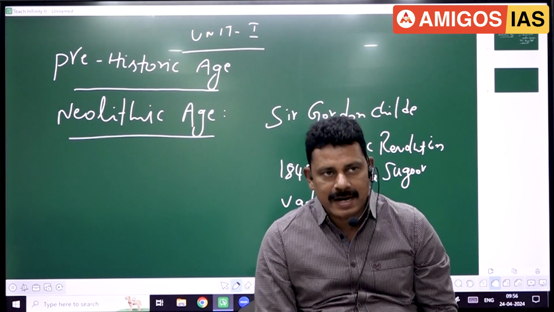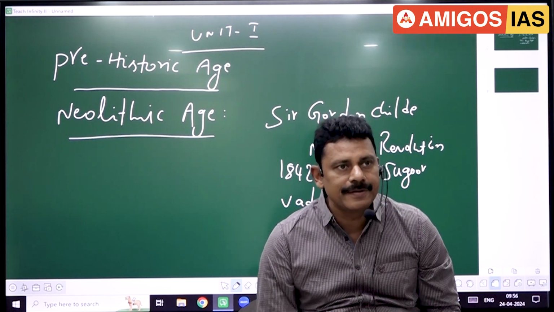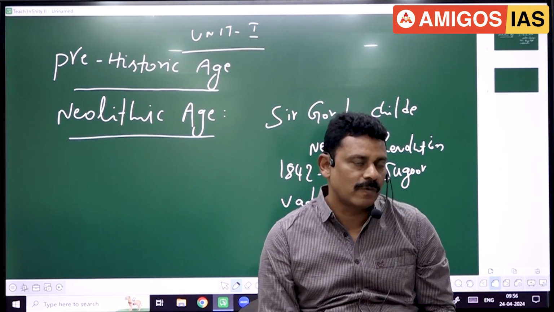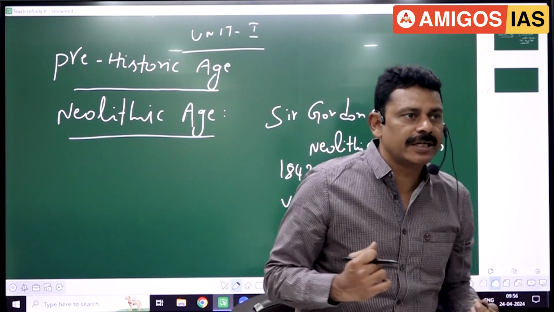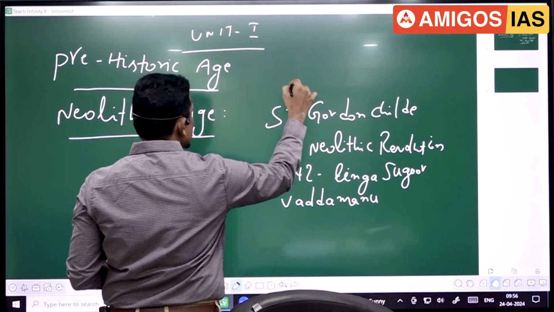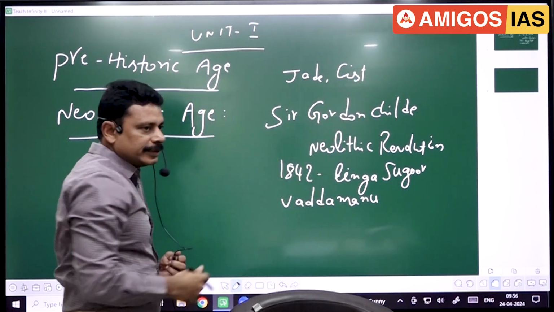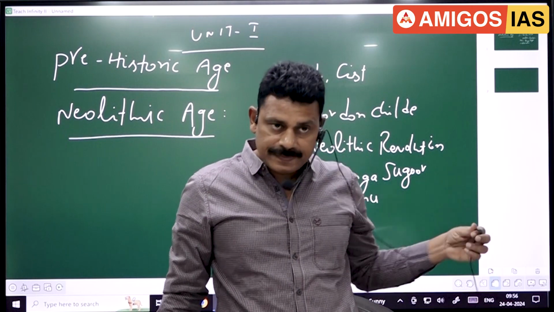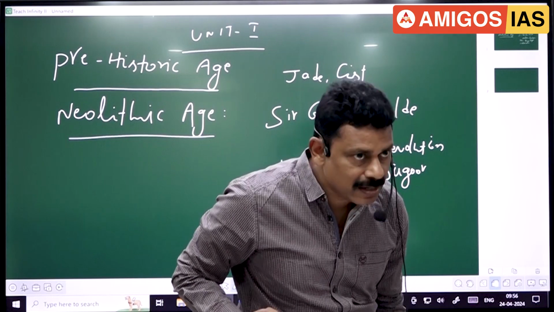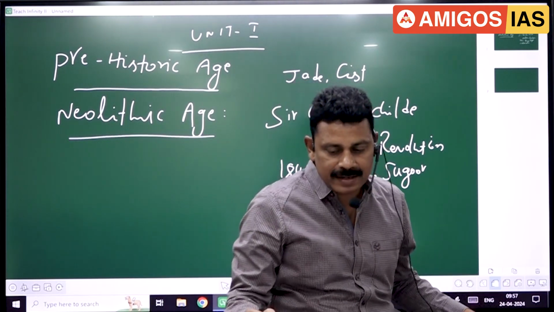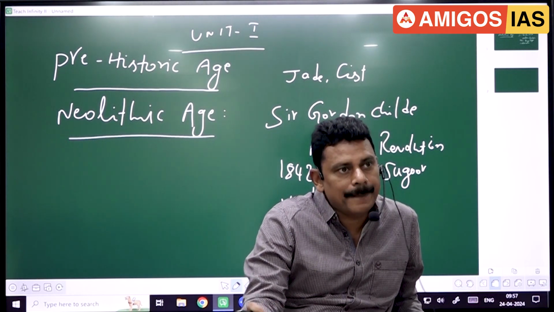Before understanding that, we have to look at the material used by the humans here. What kind of stone has been used by him? Jade is the stone used by him, and schist. It's much stronger than the quartzite also. Jade and schist. Even granite also has been used. At the end, copper and bronze.